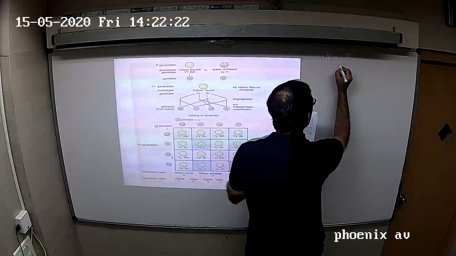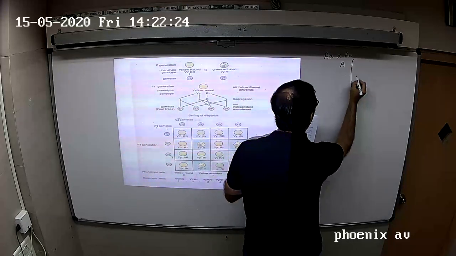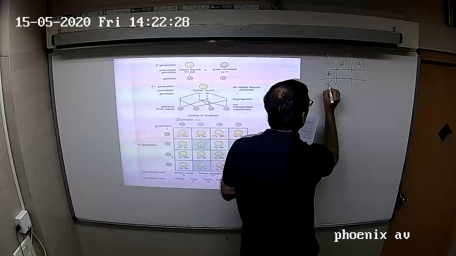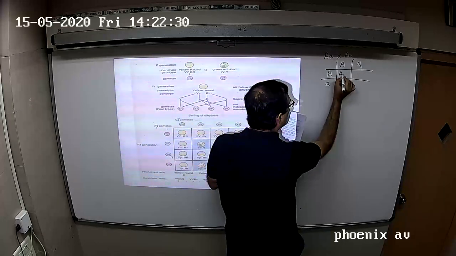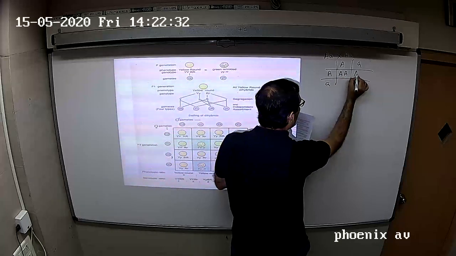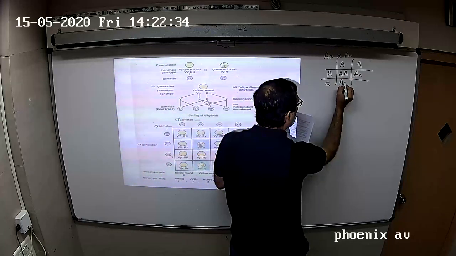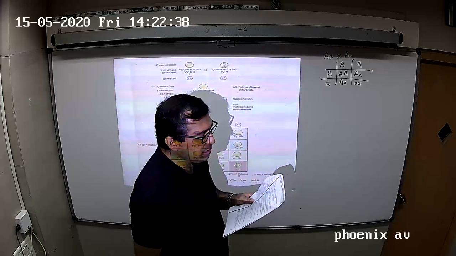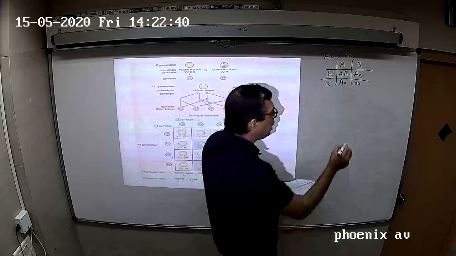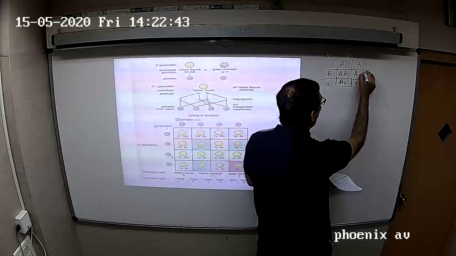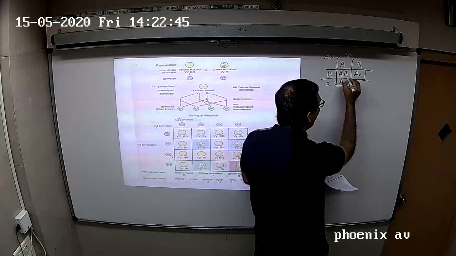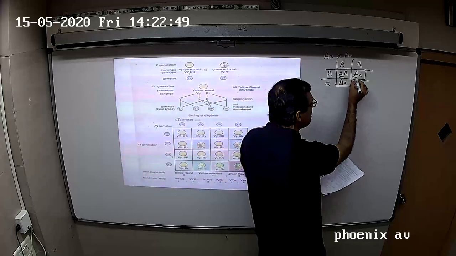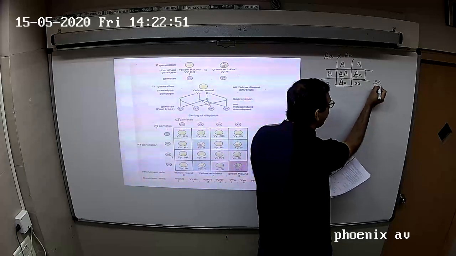So which gametes will be formed? Capital A, small a, capital A, small a. And what will be the offspring? Capital A, capital A, capital A, small a, capital A, small a, small a, small a. Now this is four of them. So three out of four are having dominant allele, capital A. The dominant gene, capital A, is found in 3 out of 4.